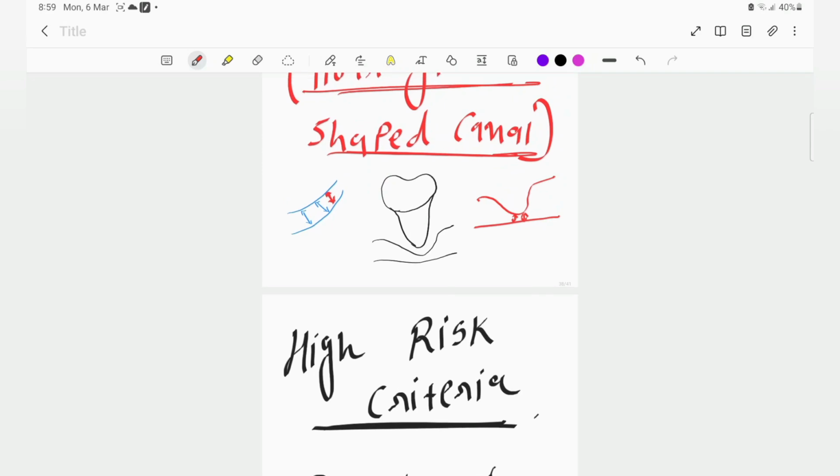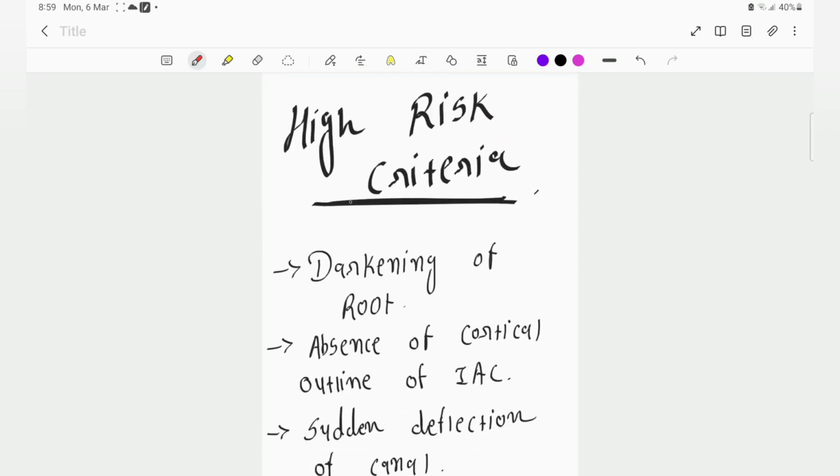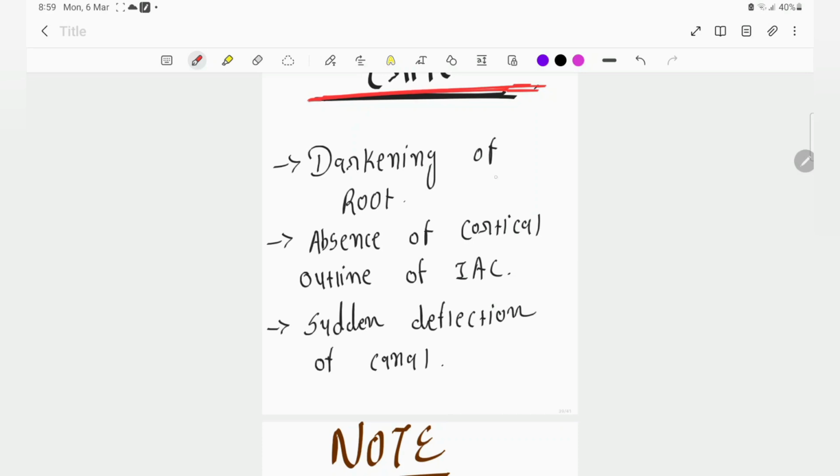Okay, now based on this, what are the high risk criteria? Which criteria are high risk? First is darkening of root, which we have seen. Then we have absence of cortical outline of the inferior alveolar canal. If you can't find a cortical outline, how will you diagnose that, or how will you go for a treatment plan, right? So absence of cortical outline, then darkening of root, tooth just above the inferior alveolar canal, right?